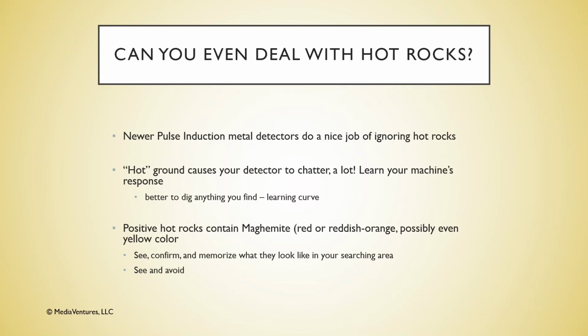Positive hot rocks, they contain something called maghemite. I hope I pronounced that right. But they're basically reddish orange, even yellow colored rocks. So what you need to do if you're seeing a lot of those and you're getting a lot of those false alarms, just kind of see them as you're going around, memorize what they look like in the area that you're searching. Maybe even your part of the country may be very famous or infamous for those kinds of positive hot rocks. Just learn to see and avoid them.